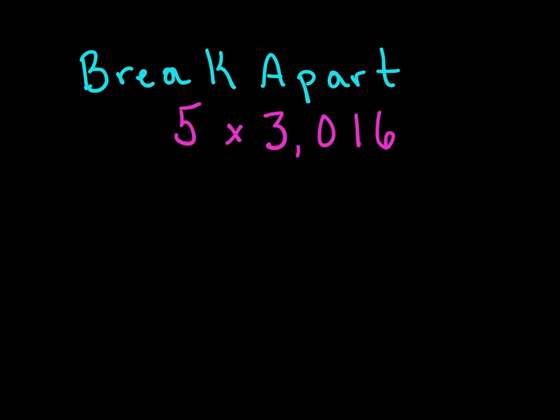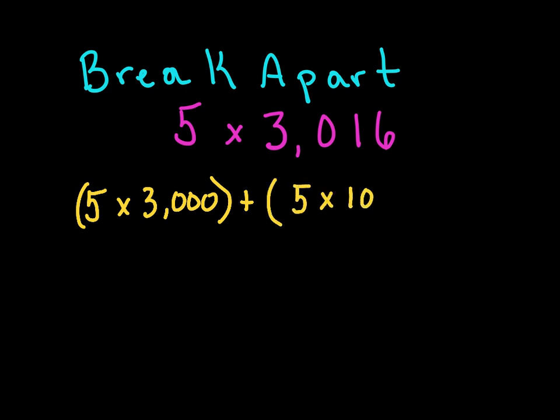In the next one, we are going to use the break apart method for 5 times 3,016. So let's get started. We've got 5 times 3,000. All right. We don't have anything in the hundreds, so I'm just going to leave that alone. Then we have 5 times 10 plus the ones, 5 times 6.